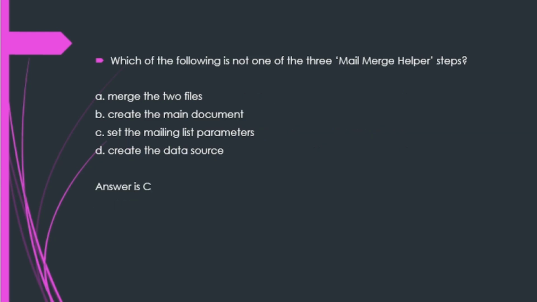Which of the following is not one of the three mail merge helper steps? The correct answer is C. Set the mailing list parameters.